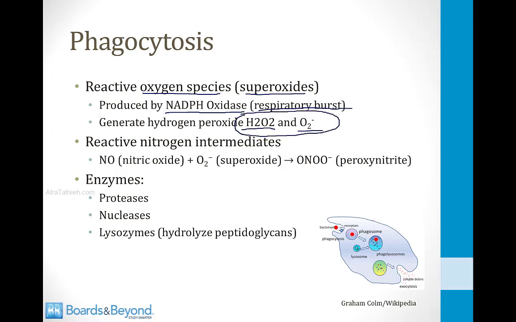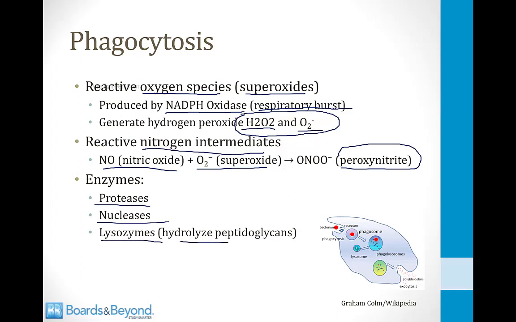Also inside of the lysosomes, you will find reactive nitrogen intermediates. This happens when nitric oxide is reacted with those superoxide molecules. It creates compounds like peroxynitrite, and these are also toxic to bacteria and pathogens. And then finally, you will find many enzymes that break down structures in bacteria and other pathogens. These include proteases, which break down proteins, nucleases, which break down nucleic acids, and lysozymes, which hydrolyze peptidoglycan in the cell wall of bacteria.